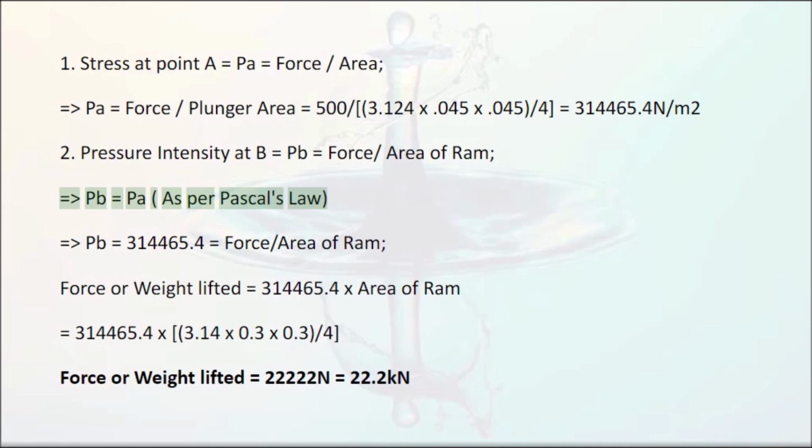Pressure intensity at B, PB, equals force over area of ram. PB equals Pa, as per Pascal's law. So 314465.4 equals force over area of ram. Force or weight lifted equals 314465.4 x area of ram, equals 314465.4 x 3.14 x 0.3 x 0.3/4. Force or weight lifted equals 22222 N, equals 22.2 kN.